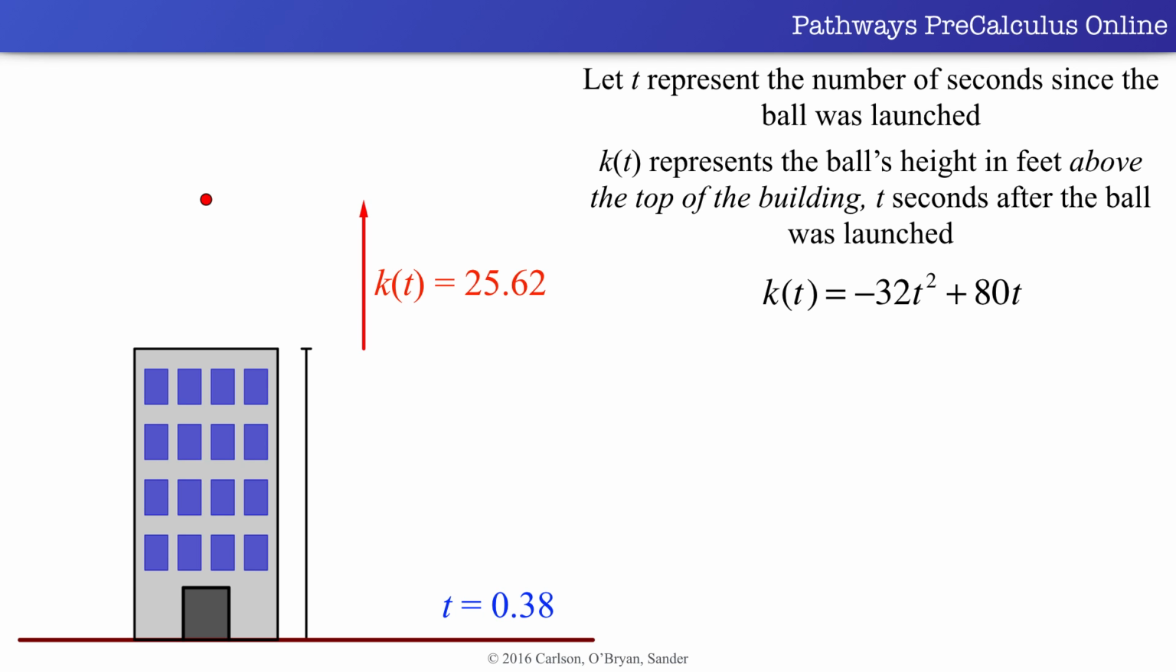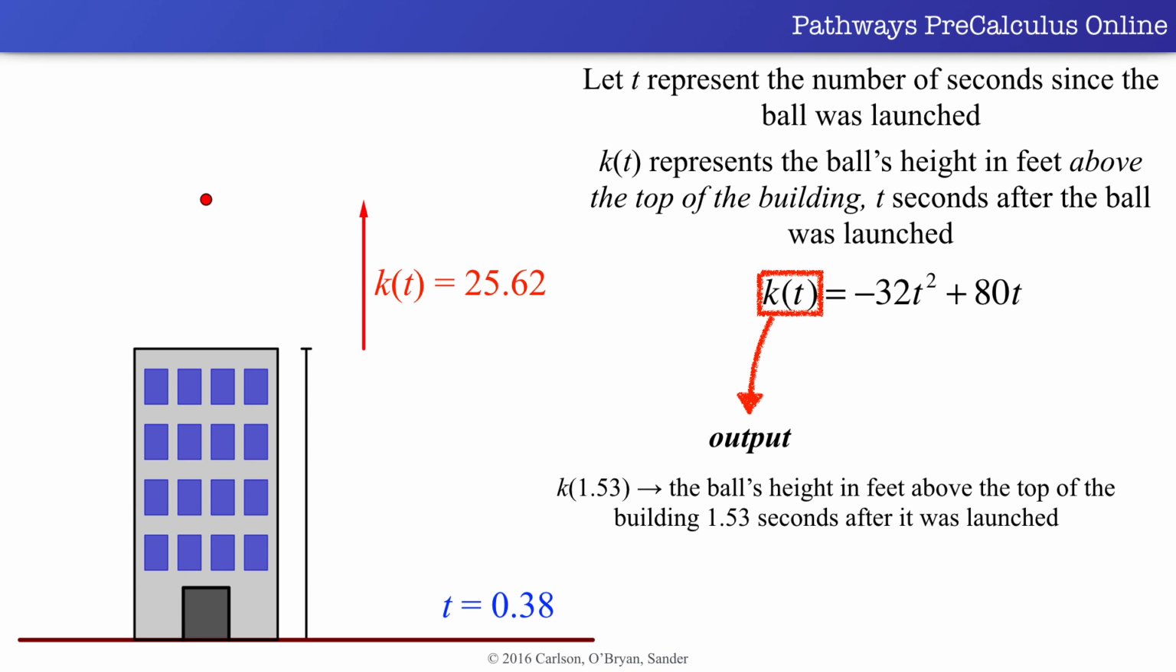In the ball launching context, we used function notation to define the function k. We call k the name of the function. We call t the input variable of the function k, which represents the number of seconds since the ball was launched. We call k of t the output of k, and this represents the ball's height in feet above the top of the building t seconds after the ball was launched. For example, the expression k of 1.53 represents the ball's height in feet above the top of the building 1.53 seconds after the ball was launched.